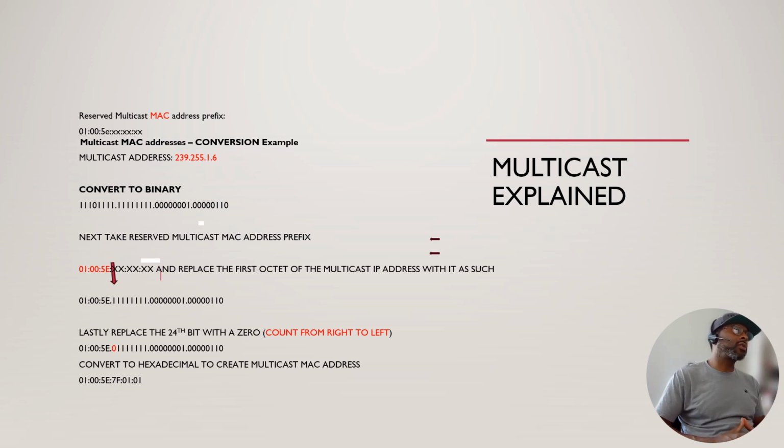Next, take the reserved multicast MAC address prefix, which is 01005E, and replace that entire first octet of the multicast IP address with it, as such. So now you have this binary nomenclature, and you take that whole first 8 bits, which is the first octet, which is letter A.